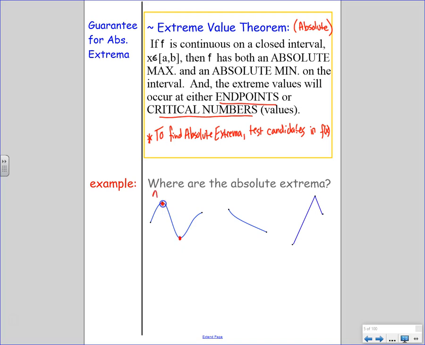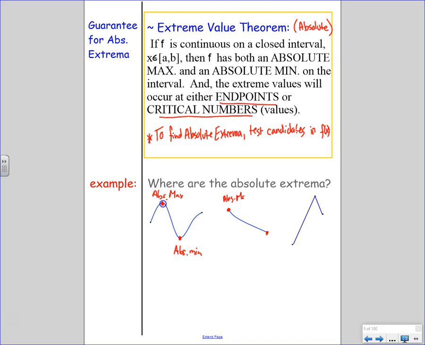And what kinds of points? Which of the candidates? Critical number. Yeah, both of them will be critical numbers, right? Absolute max, absolute min, you would find them by taking the derivative and setting equal to 0. How about this guy? Absolute max, absolute min. Okay, both of them are at endpoints on this one, right?